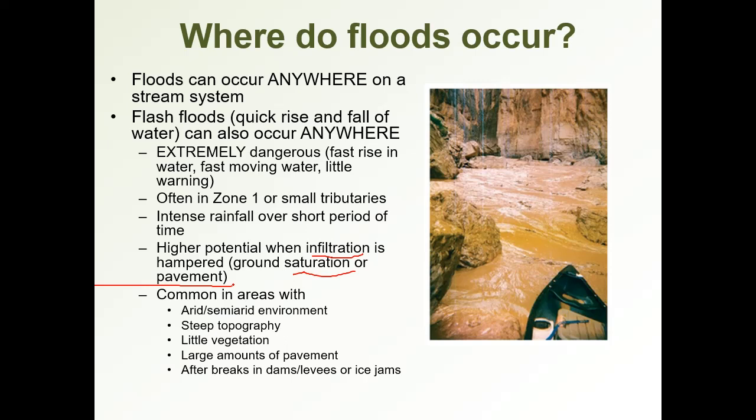So this happens commonly in arid or semi-arid environments. If you have steep topography, if you're funneling your runoff, if you have large amounts of pavement, this is why you get urban floods. Or if you have times when you've broken whatever's holding back massive amounts of water. So if you have a breach in a dam or a levee, or if you had ice jamming that has then been released. That means that you had a buildup of water that's been released. And I will show you an analog of a dam breach in a moment.